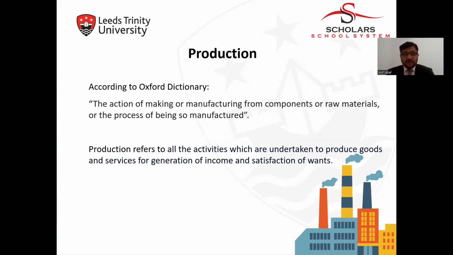Production. According to the Oxford University Dictionary, it is the action of making or manufacturing from components or raw material, or the process of being so manufactured. It means some actions are happening on the raw material, and products are going to be manufactured. Production refers to all the activities which are undertaken to produce goods and services for the generation of income and satisfaction of wants.